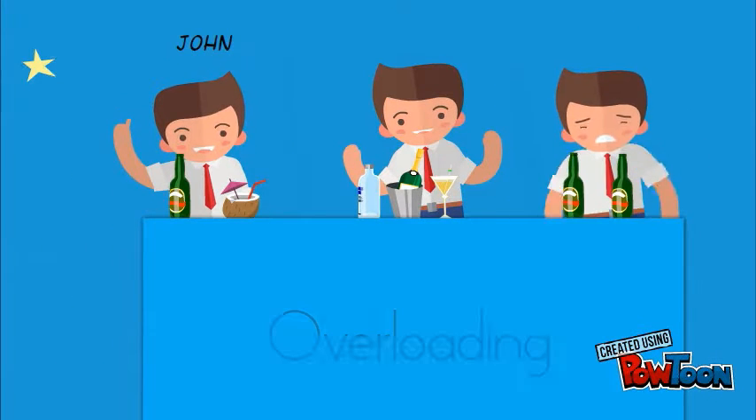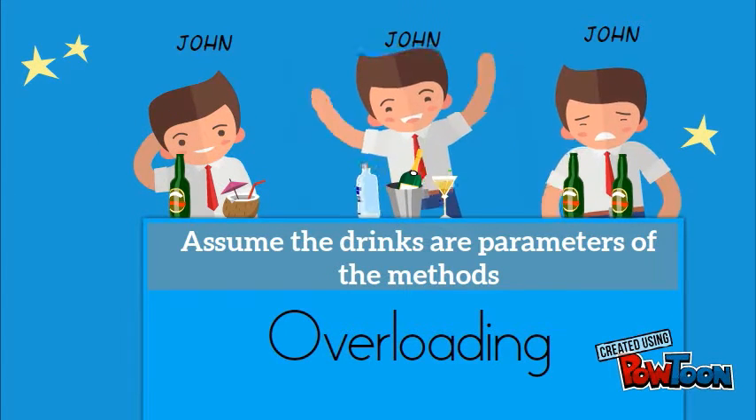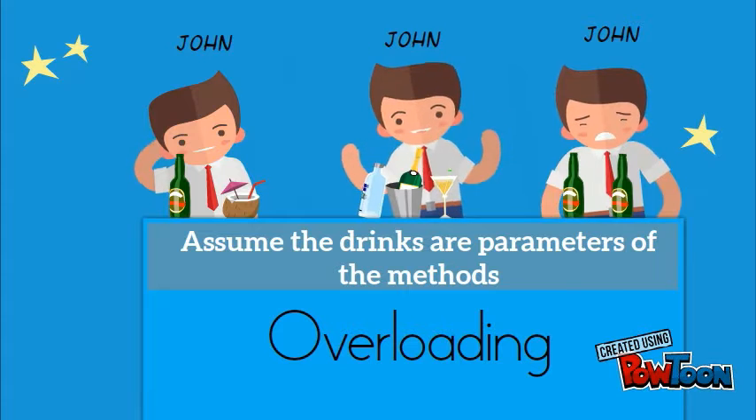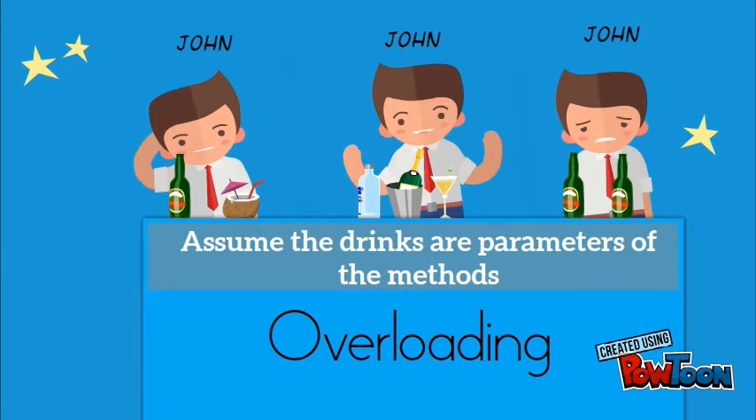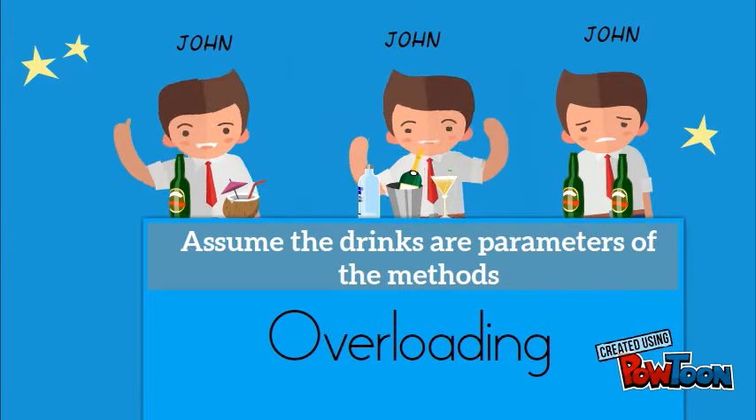The three Johns would have the same method name, but all would be different methods altogether. We could tell their difference because of the different parameters they have. Let's suppose the parameters are the drinks. The John on the left has two different drinks than the John on the right, and the John in the middle has three parameters. This is overload.